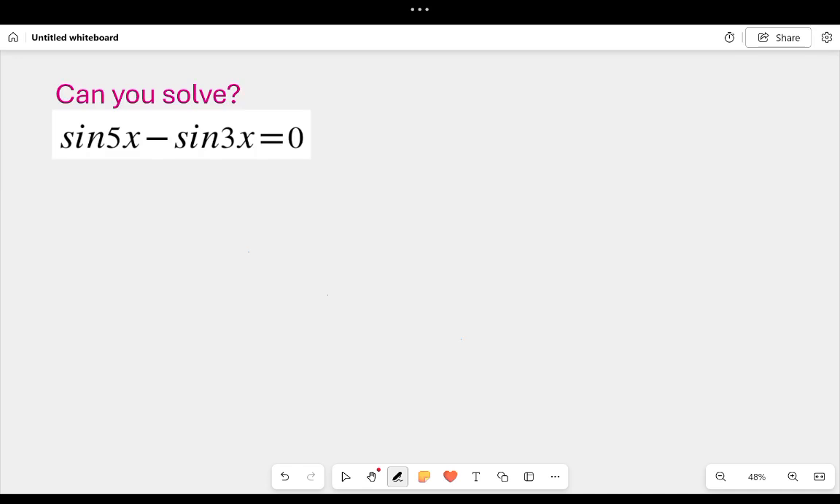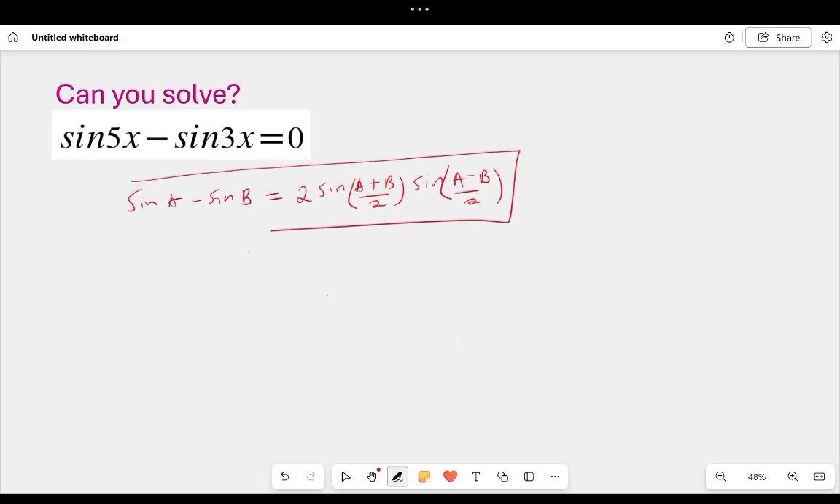Math Companion. Now, to solve this, we need to remind ourselves about this formula. If you have sine A minus sine B, this is just equal to 2 sine (A plus B) divided by 2, and then sine (A minus B) divided by 2. This is a very important formula for us in solving this equation.